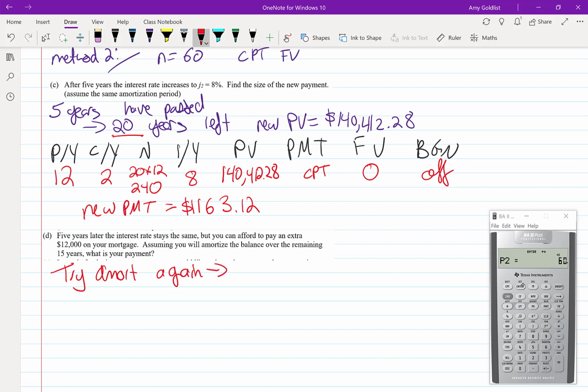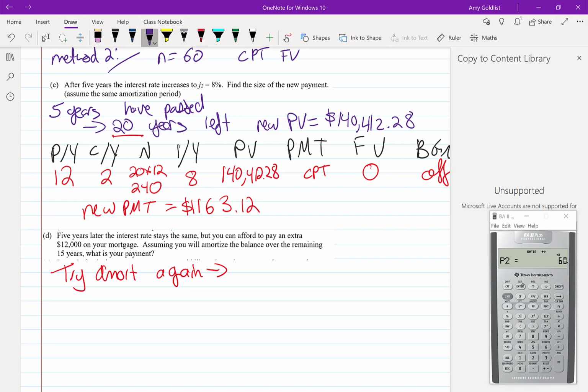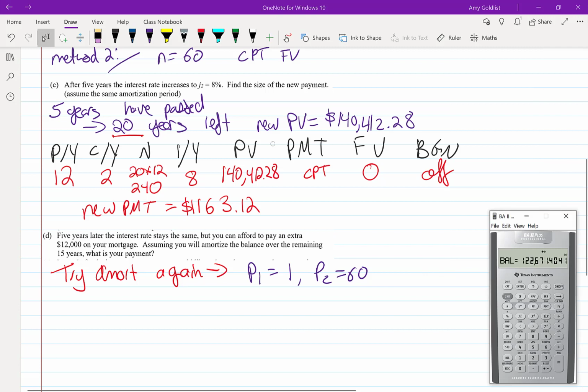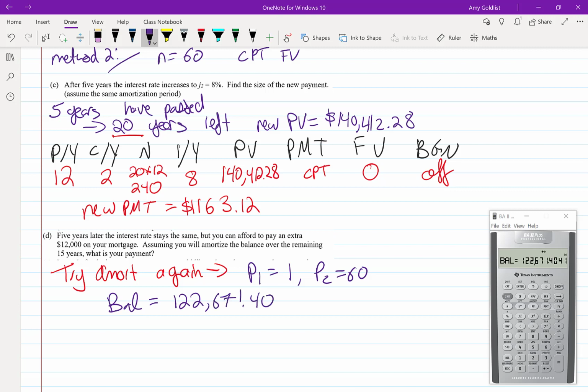One thing to remember, the calculator doesn't remember the first 5 years. Those have been wiped out. It thinks it's a 20-year notebook. So P1 equals 1 and P2 equals 60. So we're doing exactly what we did in the last step, except now our balance is less. $122,671.40. But we're also going to pay some money. That's an extra $12,000 that we can afford to pay.